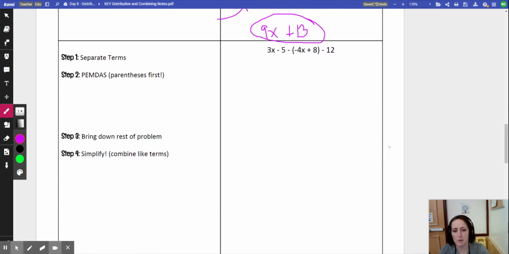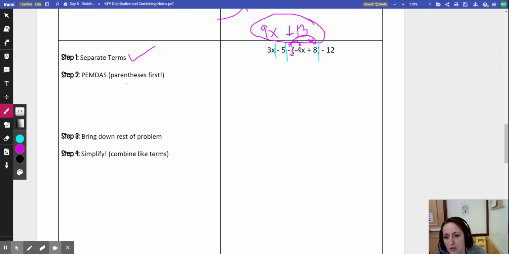And last but not least, this one's a little bit more complicated. Let's talk about it a little bit before you try it. You'll notice here, if I separate my terms, I'm going to end up separating like this. Therefore, what's being distributed here? What's the invisible number? The invisible number is 1. So you're distributing not just a 1, but a negative 1 to both pieces inside. So that's the first thing we're going to do.